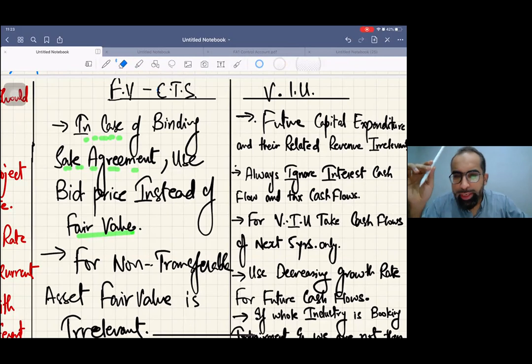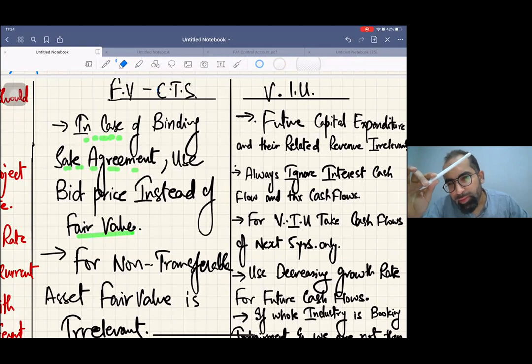I have made a binding contract with a certain party that I will sell this pen for $100. Okay, the agreement has been done. So that means now finally I will get only 100 pounds from this pen. The binding contract has been done.